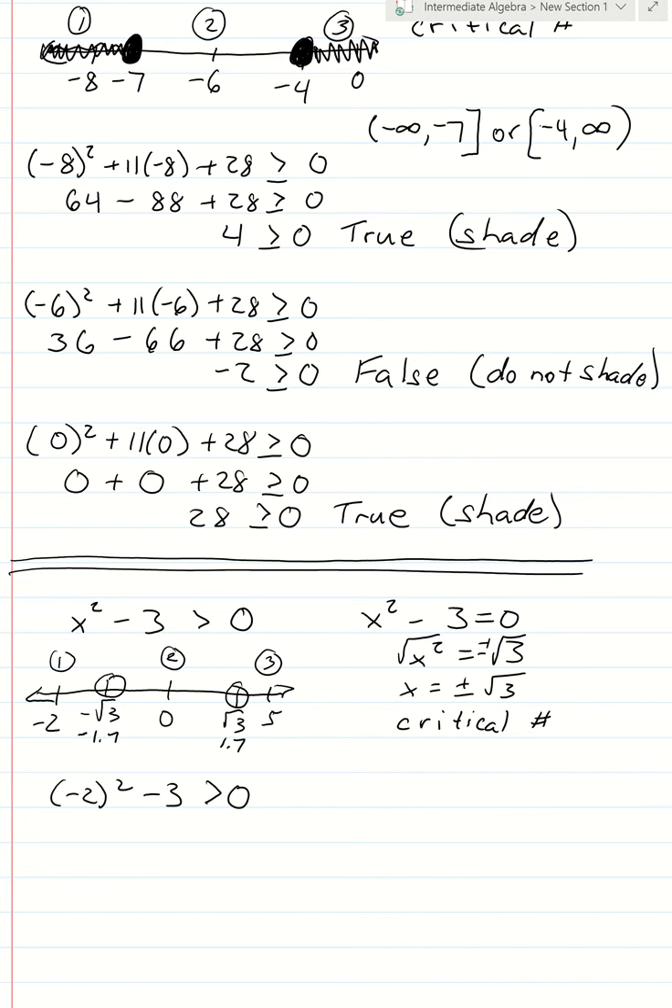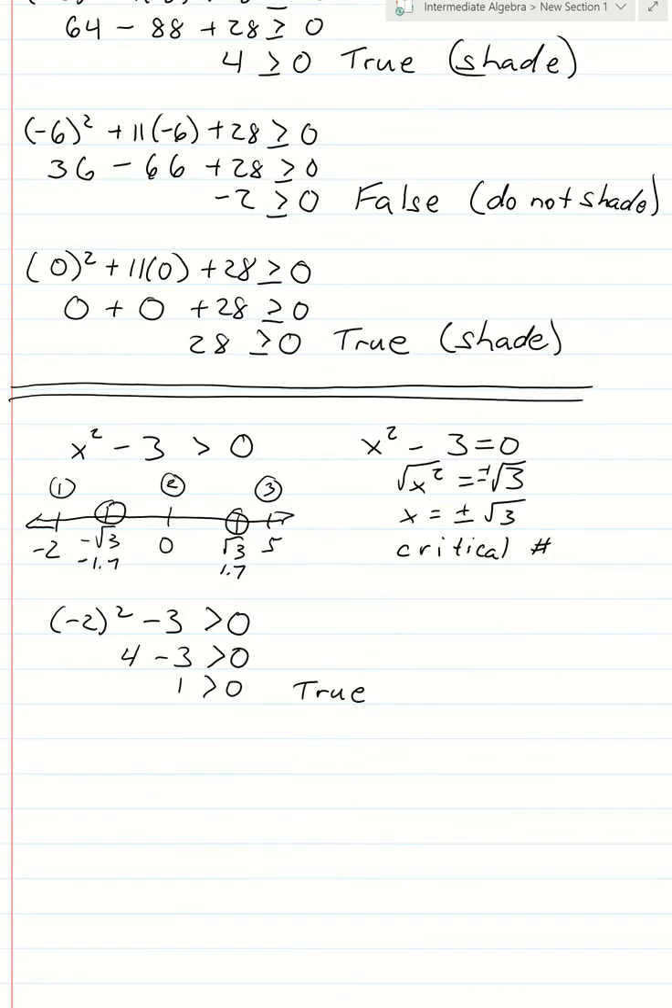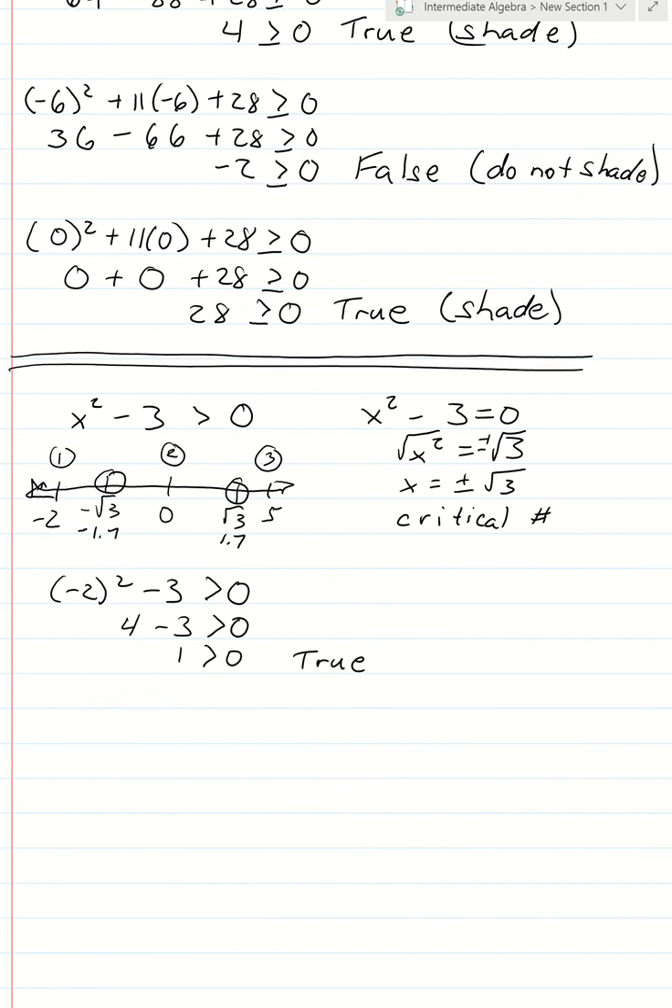Now let's go and test for the shading. When we simplify, we get 4 minus 3. Is 4 minus 3 greater than 0? Well, sure enough it is, because that's 1, which is greater than 0. That's true. And if it produces a true statement, we would shade.